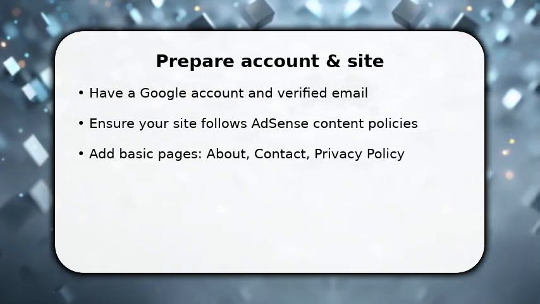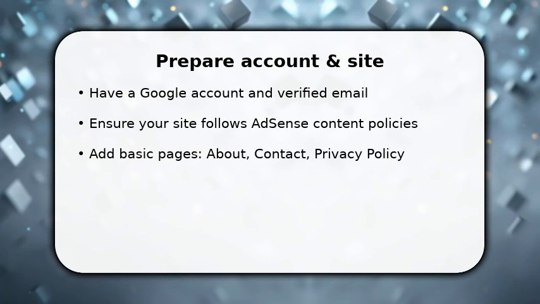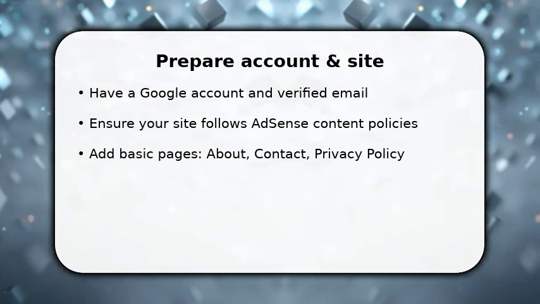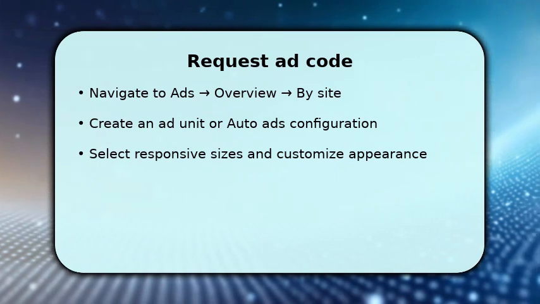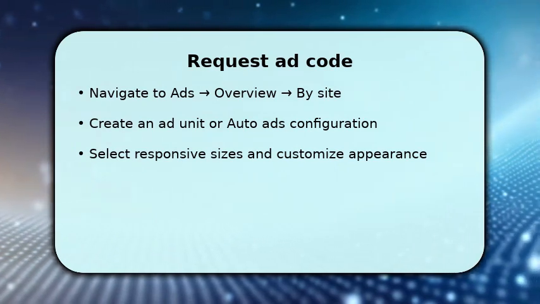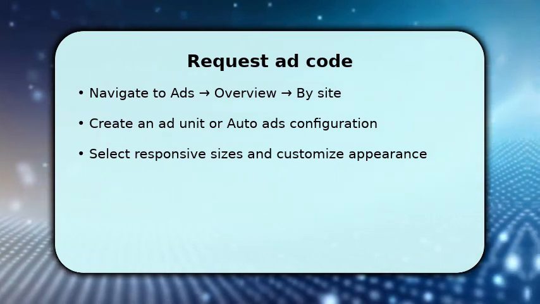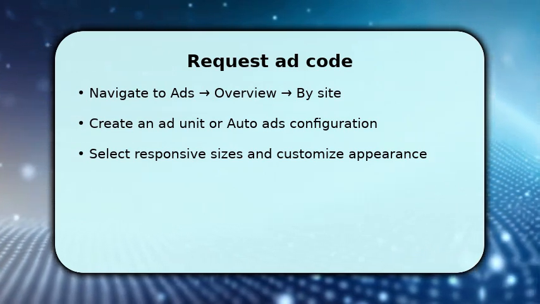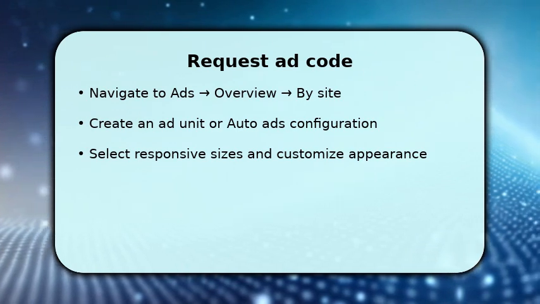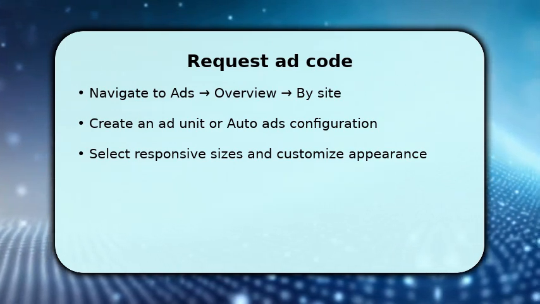After verification, AdSense will request personal and payment details. Fill them accurately so you can receive payment. Next, you'll generate the actual AdSense code. Go to Ads, choose either Auto Ads for automated placement or create a specific ad unit if you want control. Once you configure responsive settings and ad style, click Save and Get Code. You'll see a short script snippet.